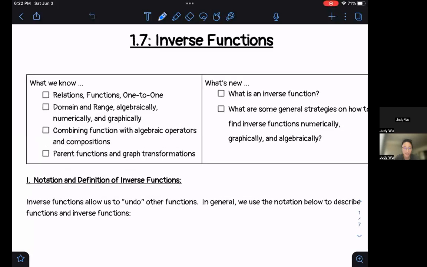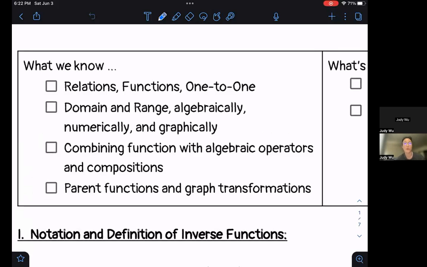So, as usual, we're going to start with what we know, all right? A brief list of the things we've covered so far in Chapter 1. We've taken a look at relations, functions, and specifically one-to-one functions. We've looked at domain and range in a number of ways, including from an equation, using numbers, and from a graph. And we've looked at combining functions with the algebraic operators, all right? That's just when we add, subtract, multiply, divide, so addition, subtraction, multiplication, and division.